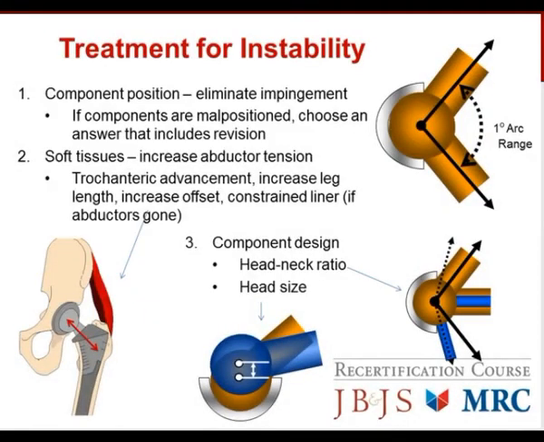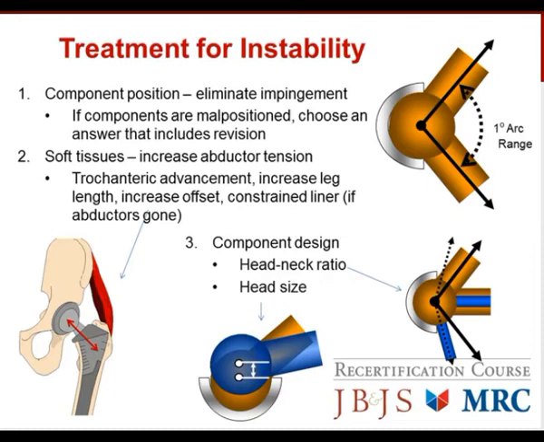The treatment for instability, again, comes down to identifying potential causes that can be corrected. If the components are malpositioned and there's impingement, correct those problems. If it's a soft tissue problem, increasing the abductor tension can be done through trochanteric advancement, increasing leg length, increasing offset, and then finally using a constrained liner if the abductors are truly deficient.